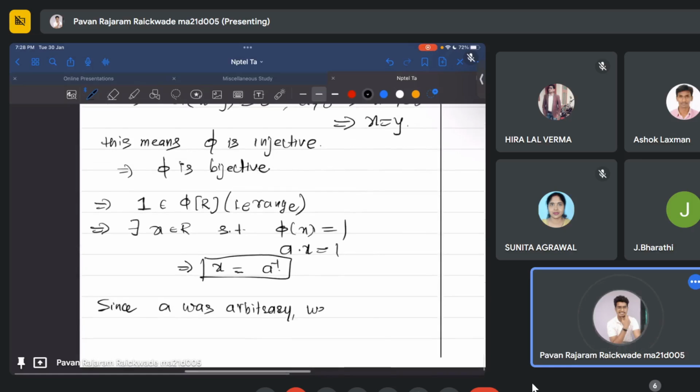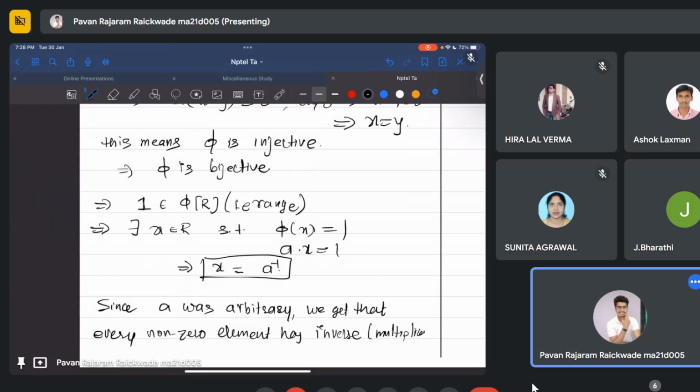So every non-zero element, since A was arbitrary, we get that every non-zero element has an inverse, of course a multiplicative inverse, hence R is a field.